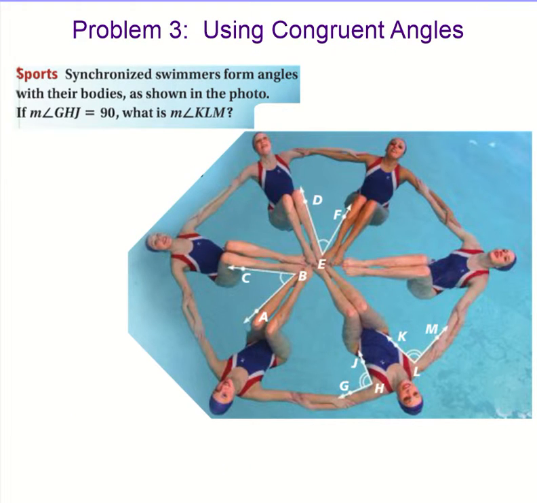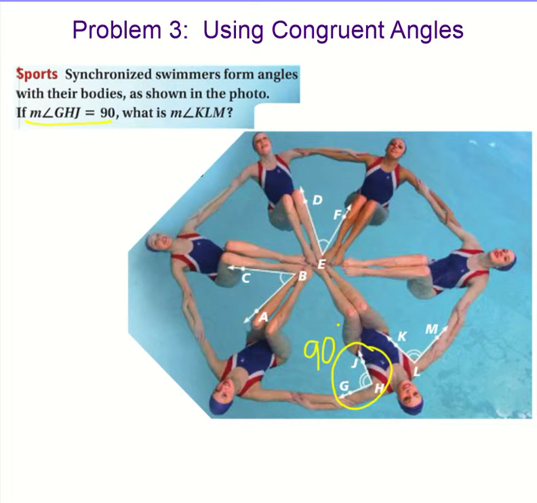So, now let's do some actual problems with congruent angles. Here we have some synchronized swimmers. When they are doing their swimming, they're making angles all the time. If you look at this, the measure of angle GHJ, that's the one down here, is 90 degrees. It's given to us in the problem.